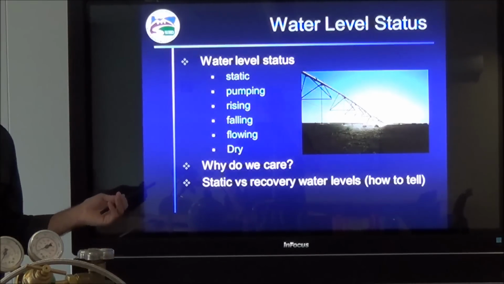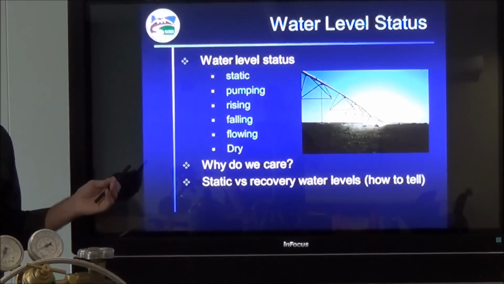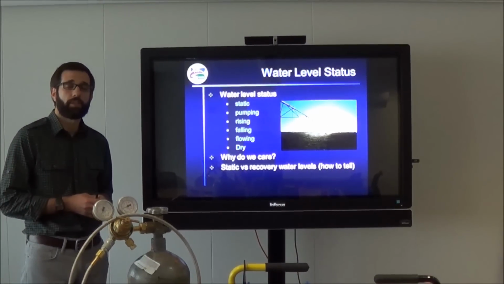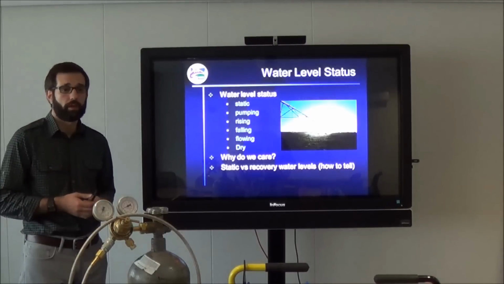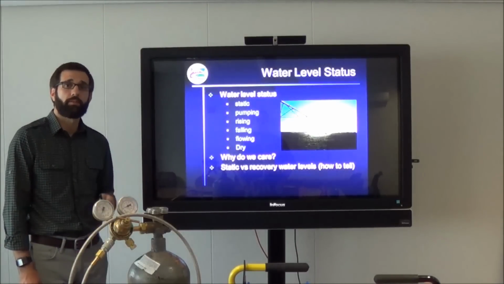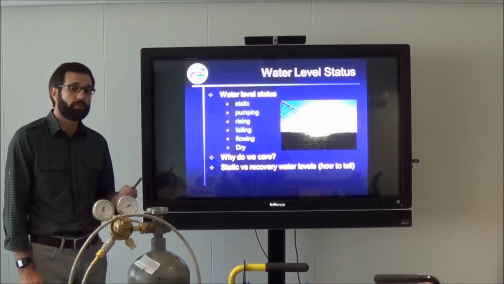Why do we care about that? Because static water levels are what we're looking for when we're looking at changes in aquifer storage over time. You want the water level not to be affected by anything else that's going on. So you need to ensure that it's static.